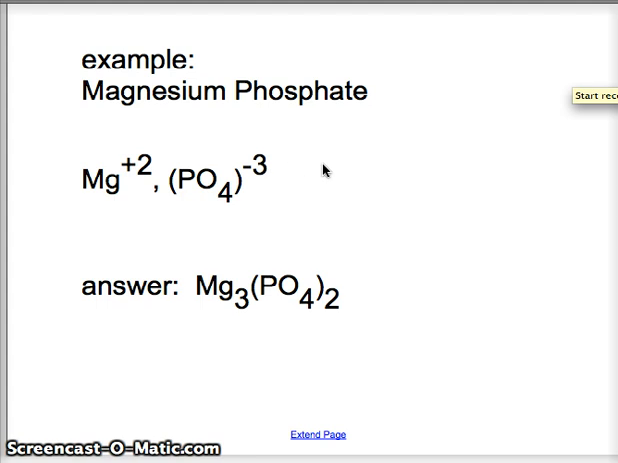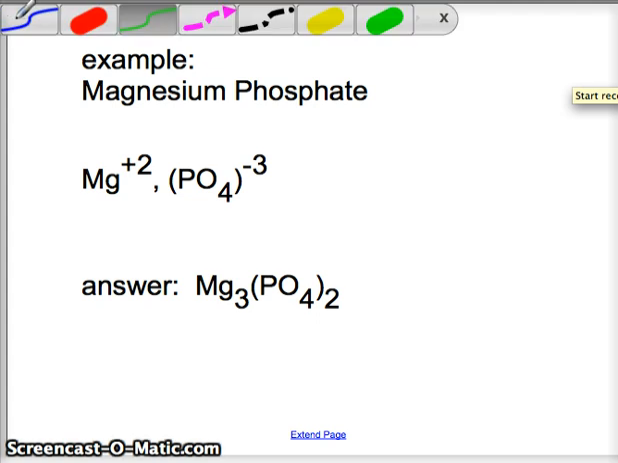Now the rules apply with the crossing to cancel out. In this case, they don't cancel each other out just by looking at them. It's not +2 and +2, it's +2 and -3. So you have to do the crossing down. And to do that, you'd put the absolute value of this charge right here, which is a 2, and the absolute value of this charge right here, which is a 3. And that's how you get your answer of Mg3(PO4)2.